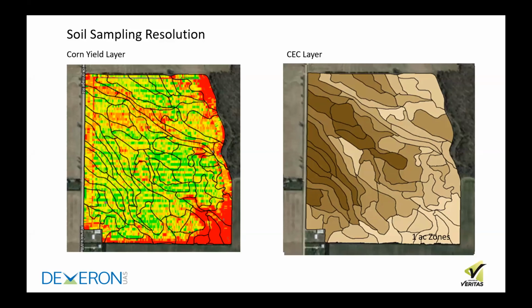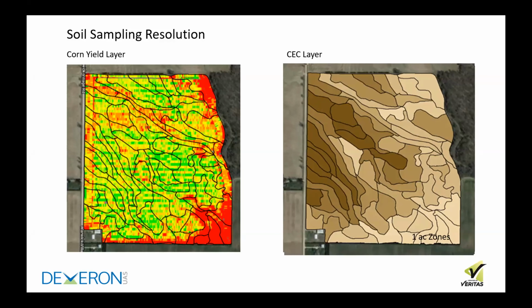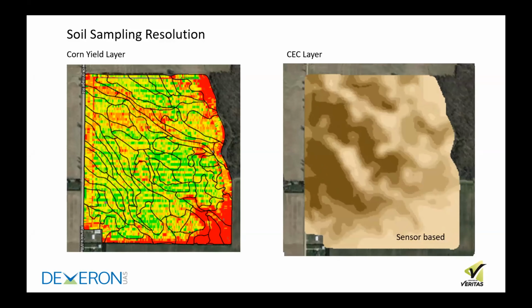Depending on your fields, each sampling resolution will differ. You may have a field that is fairly flat, and you can do a 10-acre polygon, but you also may have a field similar to this where there's lots of knolls, a lot of variation, and you have to go to the 2.5-acre level. Now this example here is from Soil Optics, but I just want to make a note that there are other tools out there that are sensor based. They're similar, but they have different results.